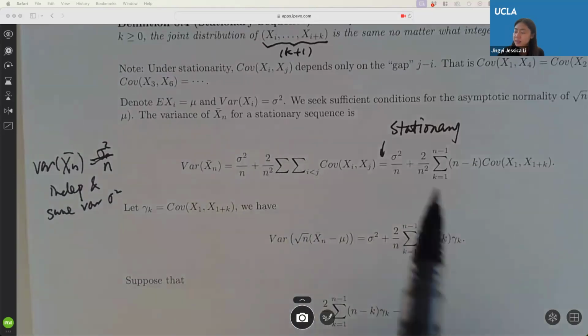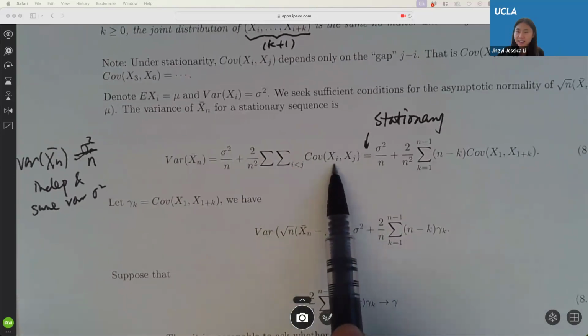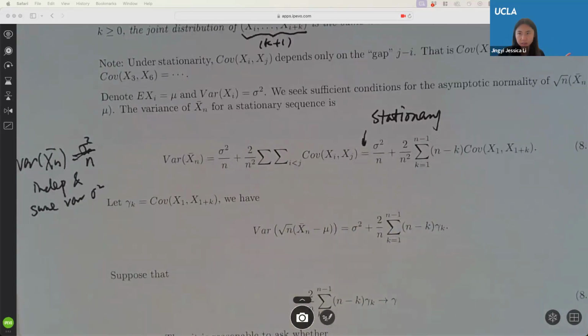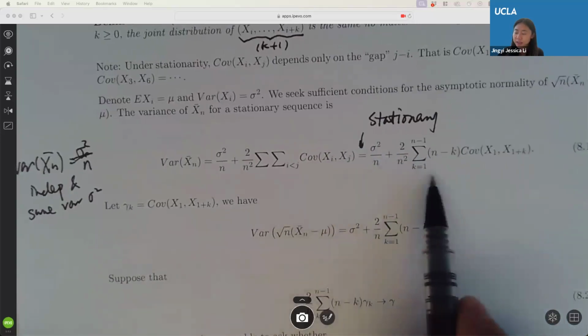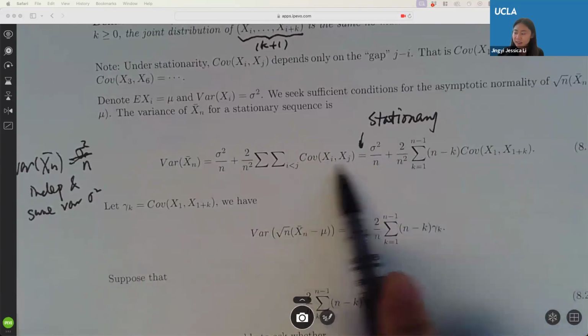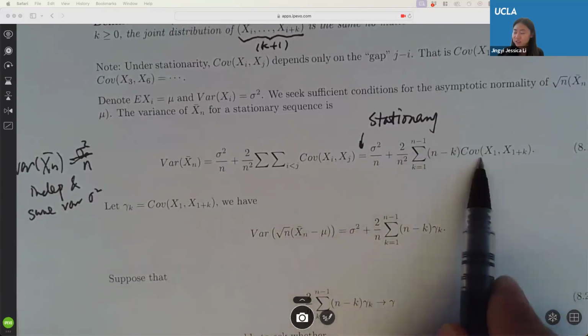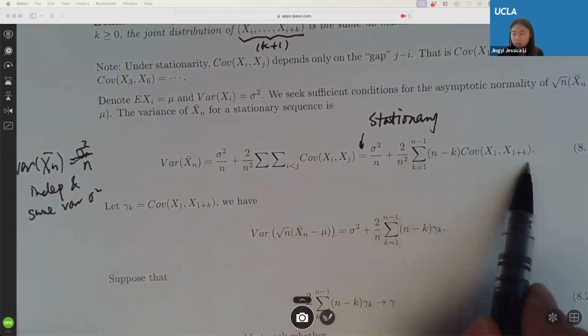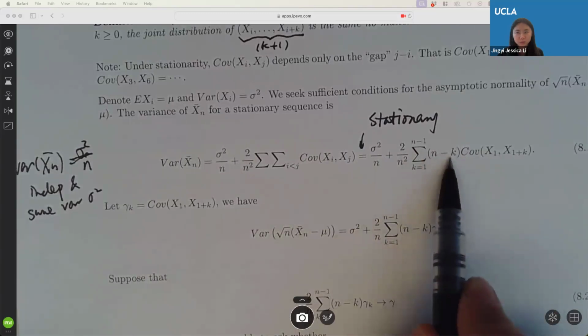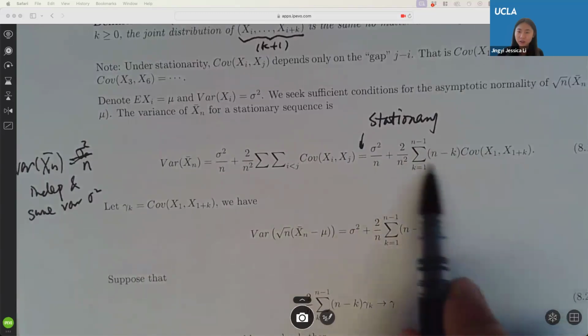That's it. And then from here, since we know that x1, x4, and x2, x5 have the same covariance because of the stationarity, we can just enumerate the gap. You can consider all possible gaps between xi and xj. Smallest gap, 1. Biggest gap, n minus 1. And for each gap, we just calculate the covariance, and we consider how many pairs have this gap. If the gap is 1, we have n minus 1 pairs. If the gap is n minus 1, we have just 1 pair. So that's how we do the enumeration.